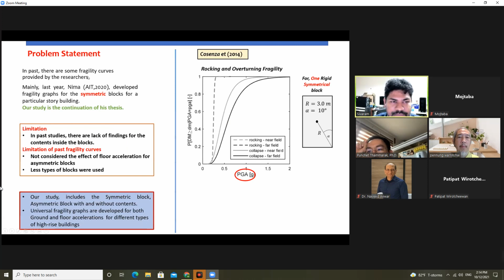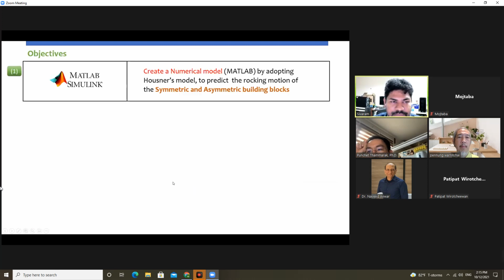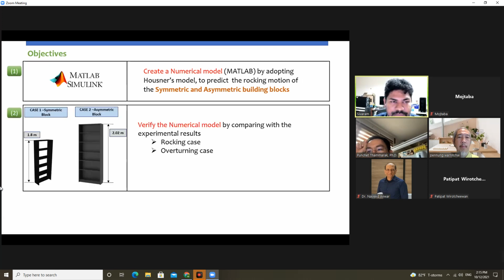So this one is the problem statement. I already explained those things. In our studies, we consider symmetrical blocks and asymmetrical blocks, with the contents inside, and we develop a universal fragility graph for both ground and floor acceleration for several types of building. For performance-based design, the identification of an effective intensity measure is very important to develop the fragility graph for the loss assessment. Our first objective is to create a numerical model for the asymmetric building blocks.